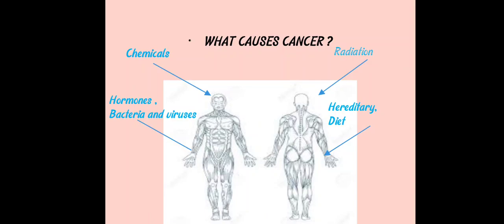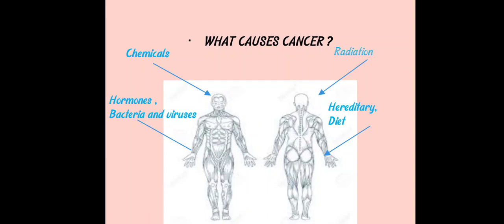So of course, mutation, but what will cause mutation? It may be caused by heredity. Some cancers have a hereditary input. That means if parents have a cancerous gene, it is transferred to their offspring, and then the offspring will show chances of having cancer.